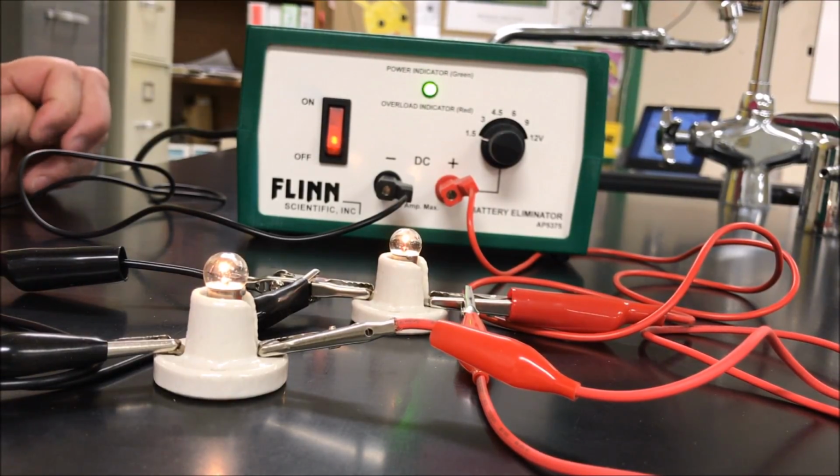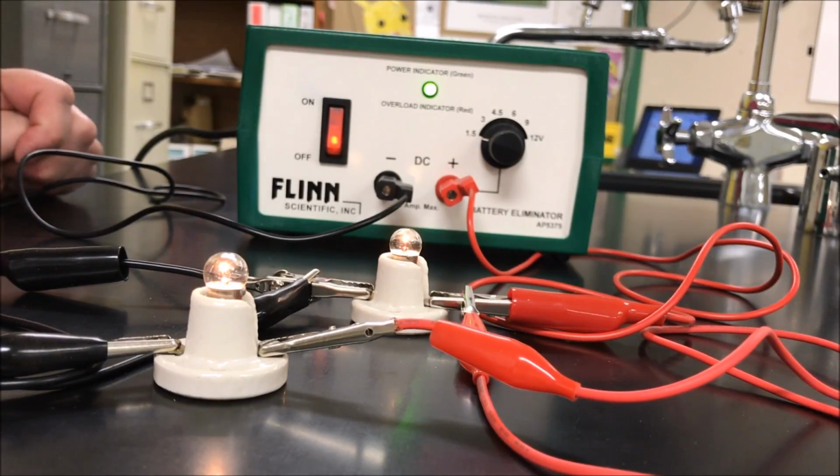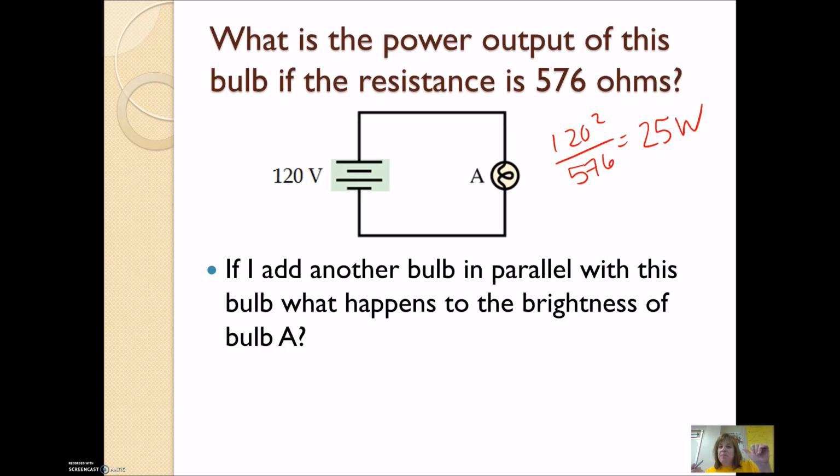When I add bulbs in parallel, their brightness doesn't change. I'm just drawing more current out of my power source. So did you notice that nothing happened to bulb A? It's because, remember, in parallel, the voltage across each element is the same, and it's still 120. Now what happens? Well, that just means we're pulling more current out of the whole outlet. So the more we put in parallel, the more current we pull out of the battery, but it doesn't affect the brightness of the bulbs themselves.